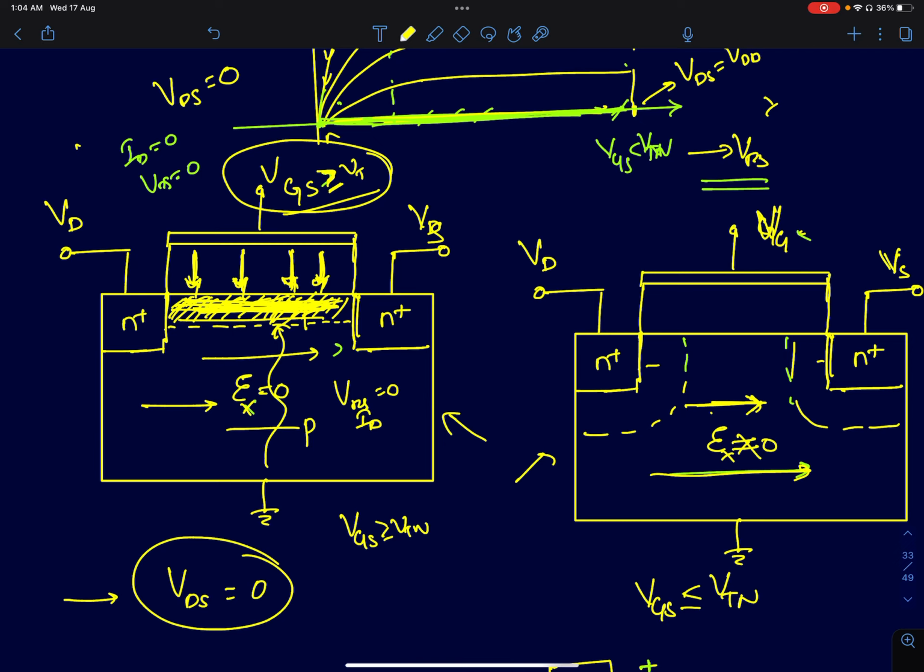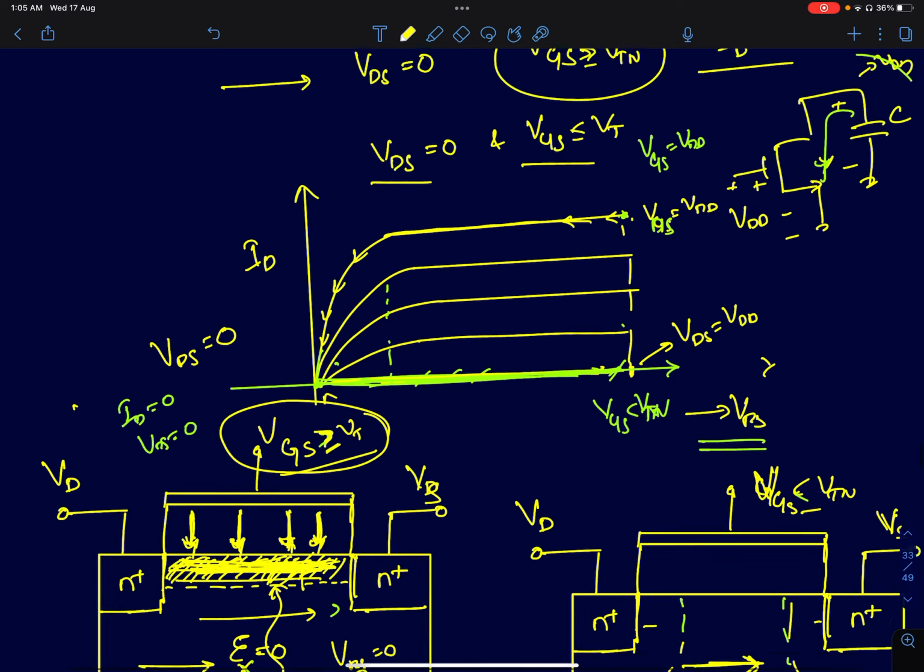The other condition shown on the right is the case where the horizontal electric field is finite. It's non-zero. Ex is finite, but your VGS is less than or equal to VTN, which means there is no inversion channel. Even though there is an electric field between drain to source, there is no channel of mobile carriers to move between these two terminals. So therefore, even then you have a drain current becoming equal to zero.